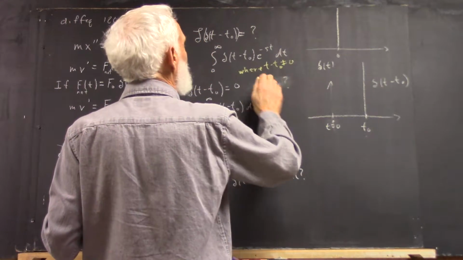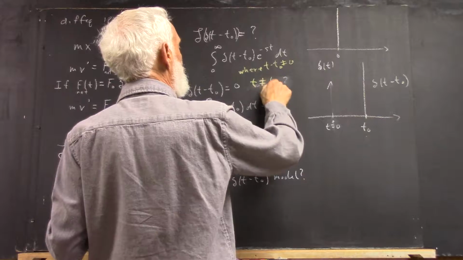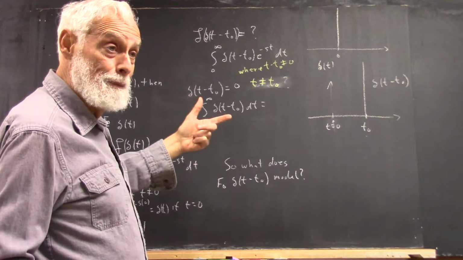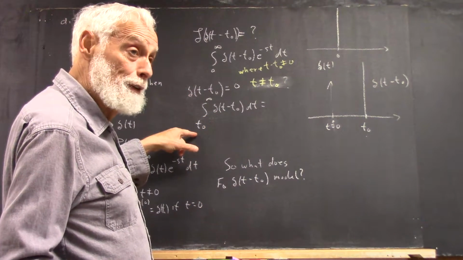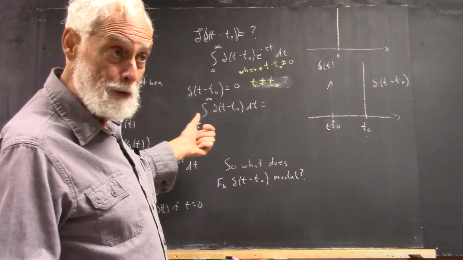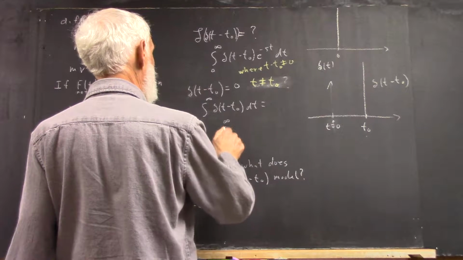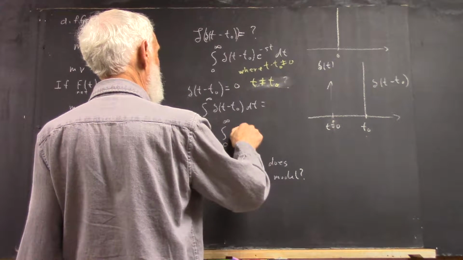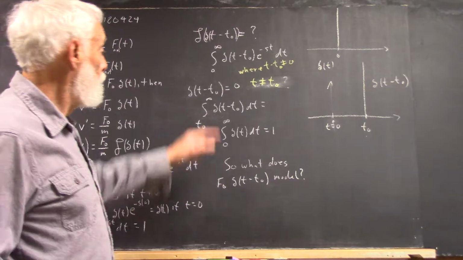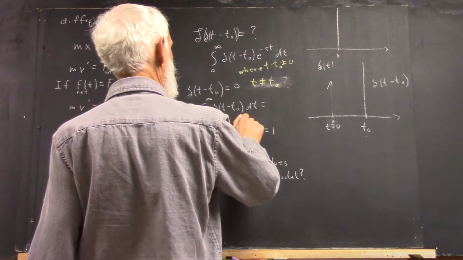So the integral from negative infinity to 0, but t is not equal to t naught. But the integral from t naught to infinity, well, t naught is exactly where it isn't 0. So it's going to be the same, just by translation. This equals the integral from 0 to infinity of delta t dt equals 1. Just use u equal t minus t naught, and this limit becomes 0.